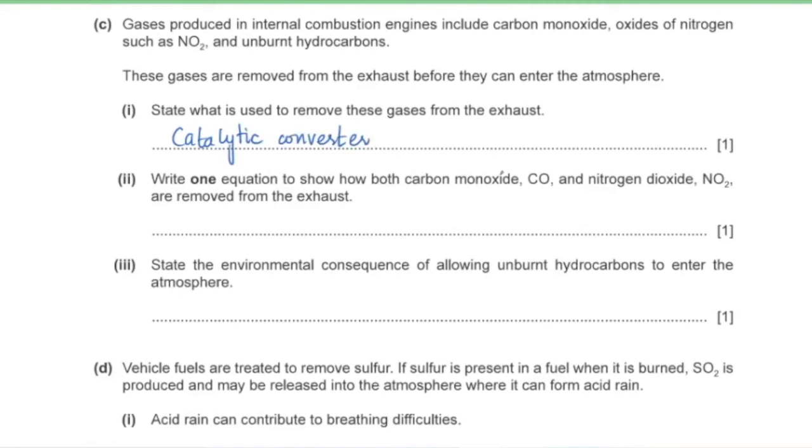Part 2, write one equation to show how both carbon monoxide and nitrogen dioxide are removed from the exhaust. So carbon monoxide reacts with nitrogen dioxide. This converts to nitrogen gas and carbon dioxide, to CO half 2. Part 3, state the environmental consequence of allowing unburnt hydrocarbons to enter the atmosphere. So this causes global dimming.